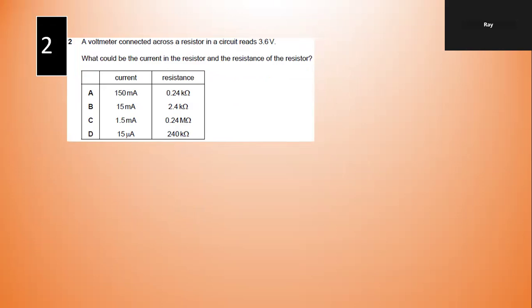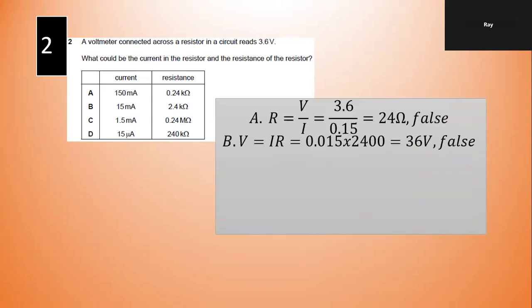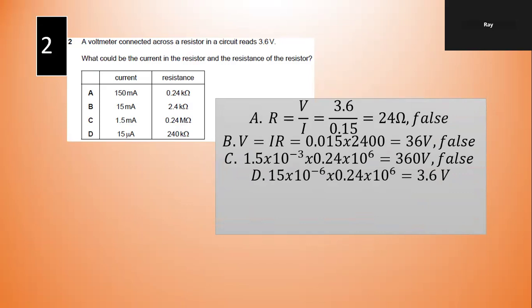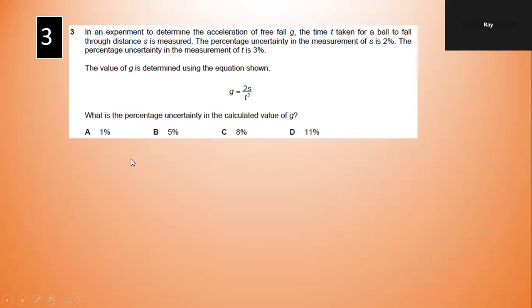A voltmeter connected across a resistor in a circuit reads 3.6 volt. What would be the current in the resistor and the resistance? Okay, what's your answer? Yeah, this one no choice. You have to work through all of them. Previously, the answer is either A or B, but now it looks like you have to work through all of them. Okay, good. How about this one?